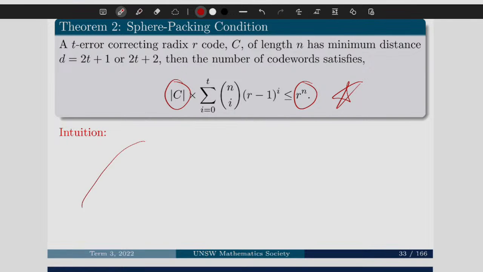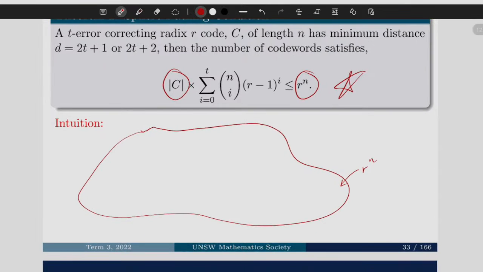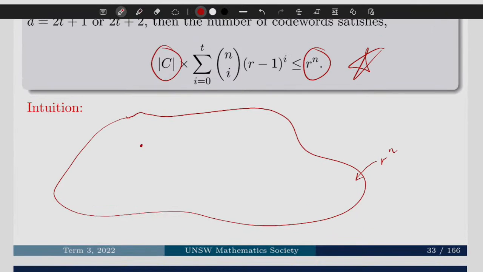So let's say I have some ambiguous random field. Pretend that joins together well. Some ambiguous random field. And in this field, there are r to the power of n code words, right? Because it's all the possible code words that I could possibly have. But within this field, I only have a few valid code words, right? So let's say code word 1, code word 2, code word 3, whatever it is. So in this case, this cardinality here would be 3, because there are 3 valid code words.